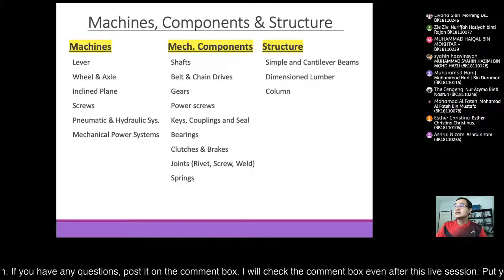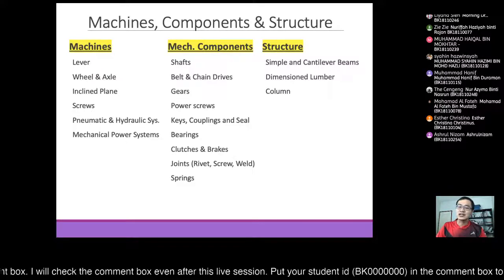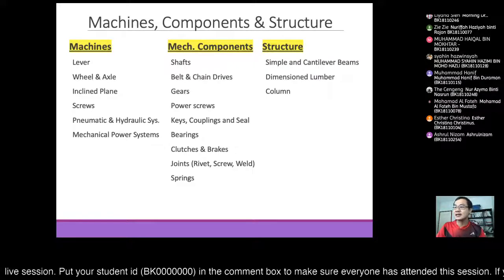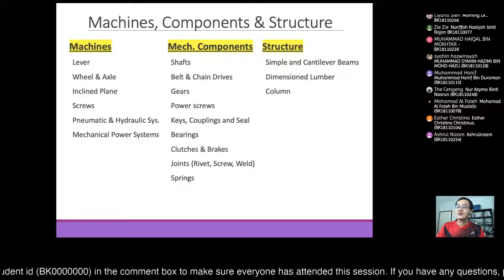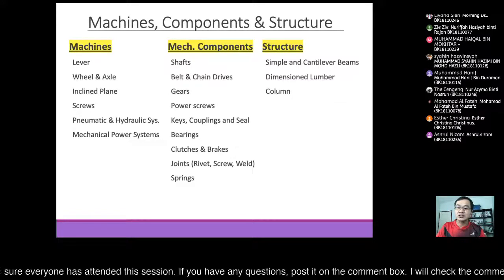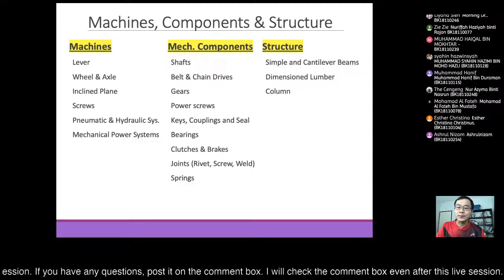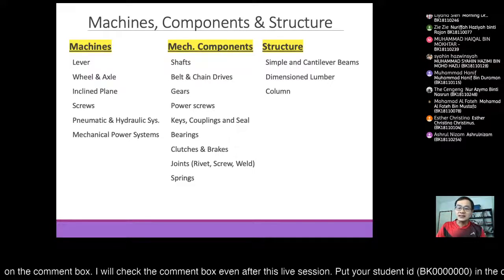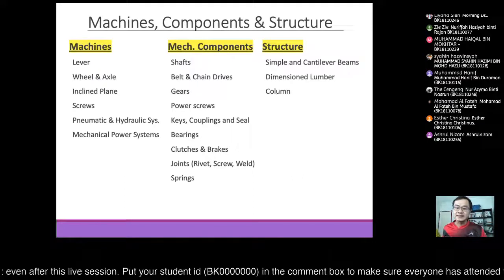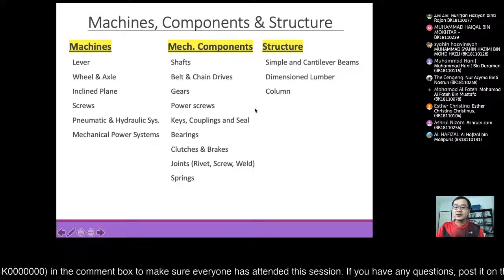So here we can see that it can be a machine. That machine can be as simple as a lever, a wheel and axle, an inclined plane, and so on. From all these machines, it requires the mechanical component as well as the structural part. The structural part is to support the components, and the mechanical part is the part that moves to get what is required. So we will go through and define some of these things.